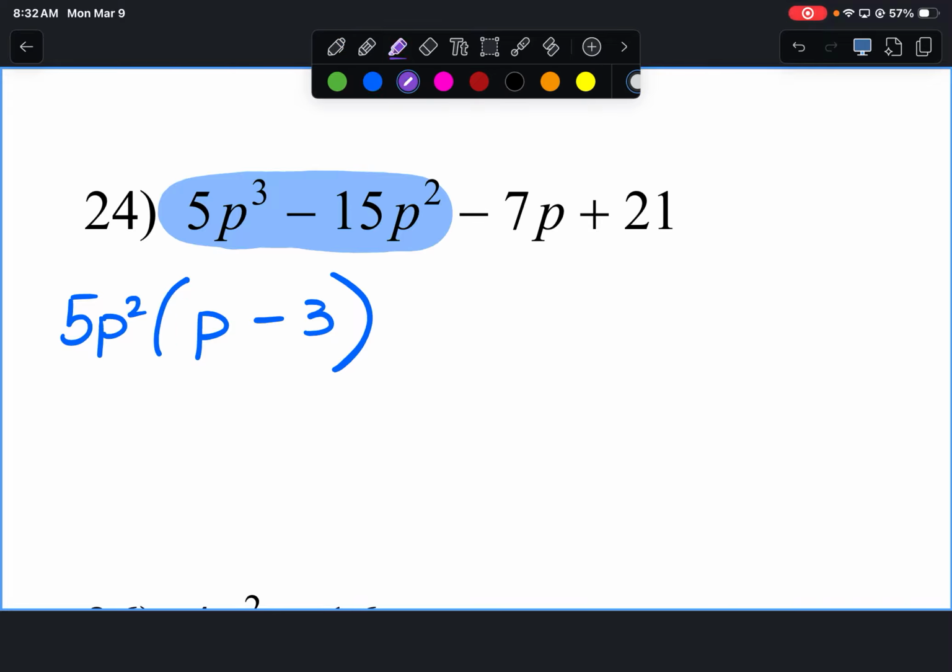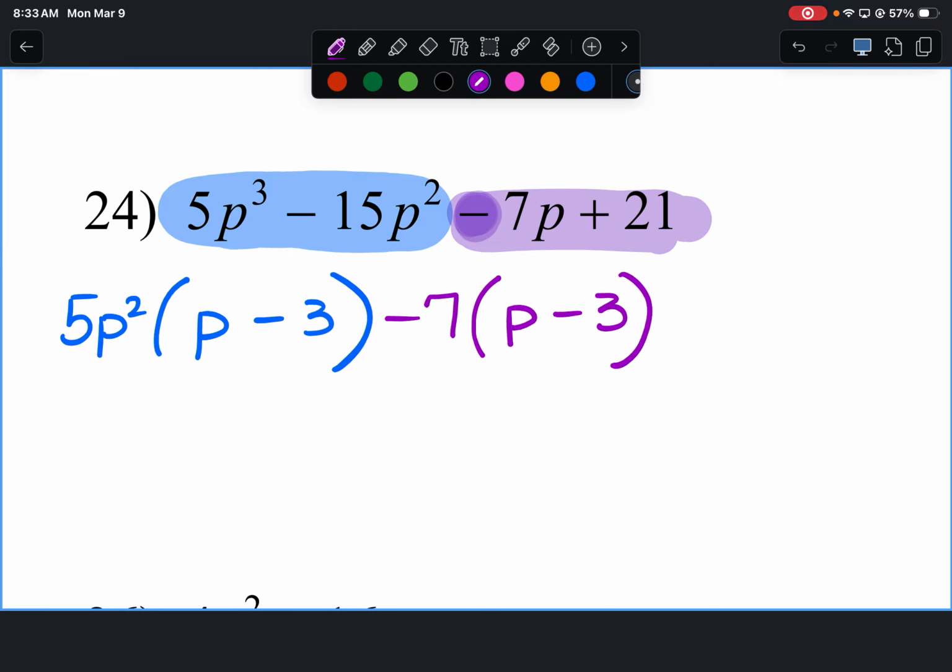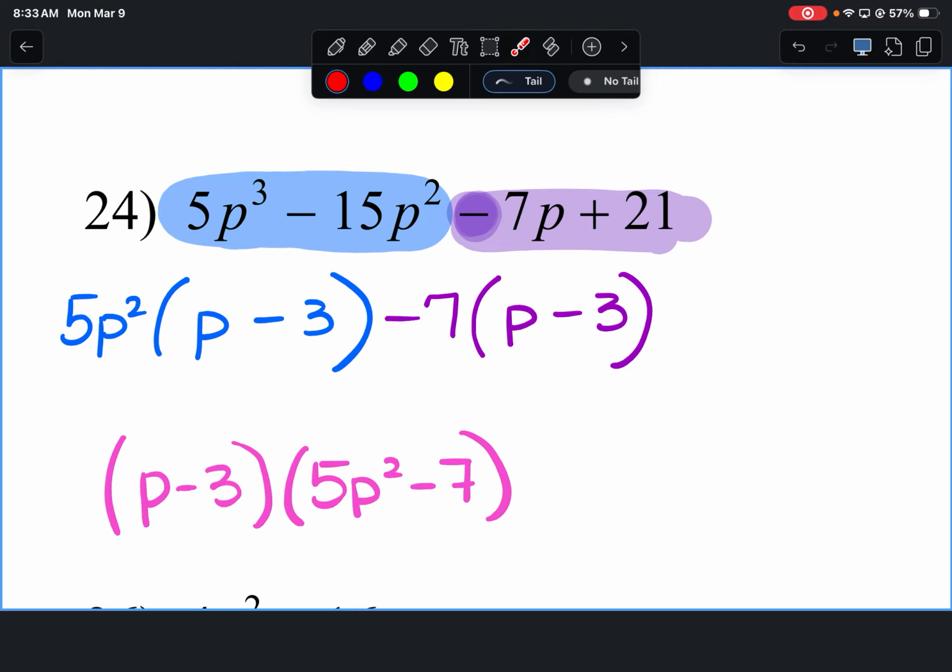Now we're going to group the second half of this. What is the greatest common factor of negative 7p plus 21? Negative 7. If it starts with a negative, we need to factor out a negative. What is negative 7p divided by negative 7? What is 21 divided by negative 7? What part is the same? What part's left over? And is that factored completely? Yeah, because even though this has a p squared in it, is that a difference of squares? No, so we're good. We're done.